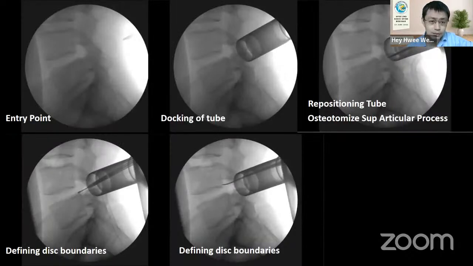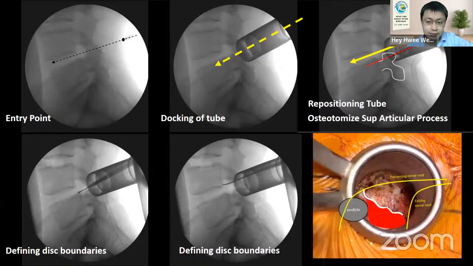These are the sequential steps, initially finding the entry point, docking it. You realize the first docking of the tube is actually not in tangent to the end plate, it is readjusted. Then subsequently, the superior articular process is osteotomized, like so. And then finally, orientating where the traversing nerve root and exiting nerve root, where the superior pedicle is, and finding your way. Then when you go deeper, you can define this space, what is superior, what is inferior.